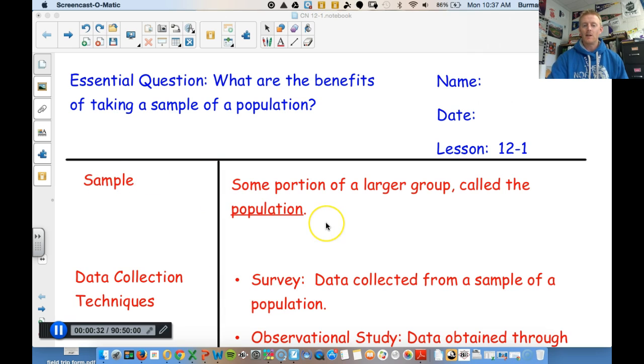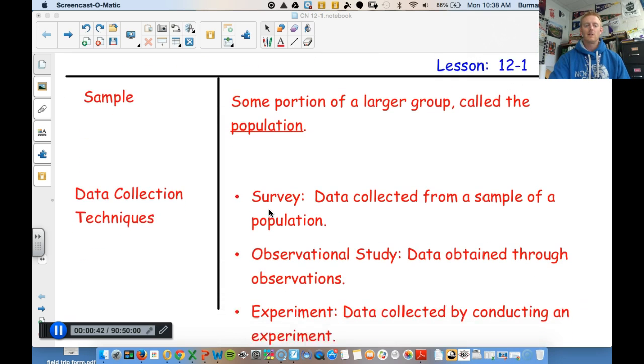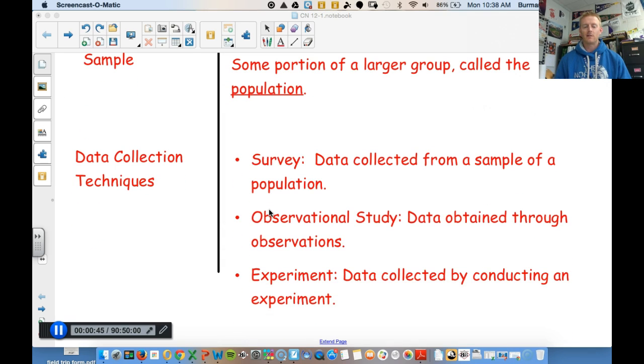So a sample. It's a portion of the larger group called the population. So the entire group is the population. That little chunk in the population is called the sample. Data collection techniques. There's three different ways that we can collect data in our designing of a survey. We have a survey, which is just us collecting data from a sample of the people. Observational study, which we are just going to observe. And then an experiment where we actually conduct an experiment. So those things seem pretty self-explanatory with what the words are, and hopefully they make sense to you.